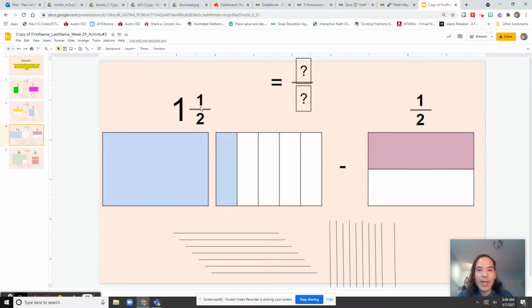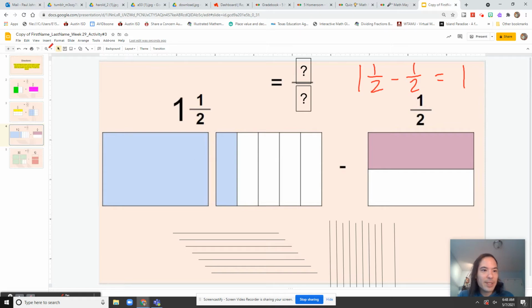So we have 1 and 1/2, and we're trying to subtract 1/2. All right, obviously, this one, if we're just thinking about it, if you had $1.50 and subtracted $0.50, you would have $1, right? So this one, relatively easy to think about, all right, but let's actually do the problem.